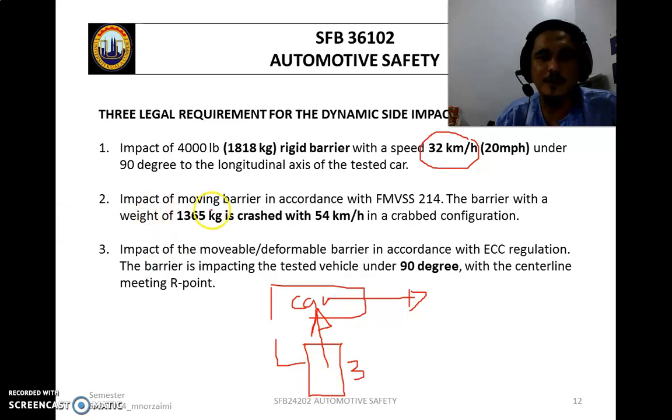Then the impact of the moving barrier, sorry, at 32 km per hour, so correct, the impact of the barrier is 1365 kilogram. So this is the barrier. Okay, the barrier with 1365 kilogram crashes at 54 km per hour. And then the requirement is 90 degrees to meet the center line of the R point.